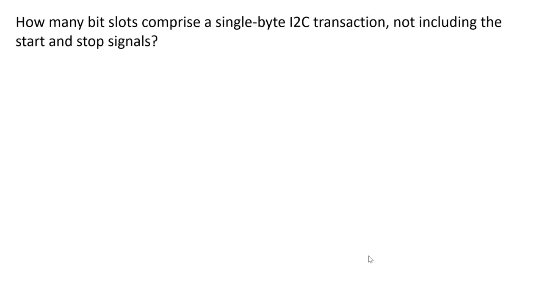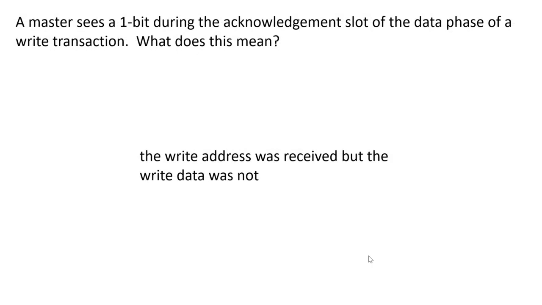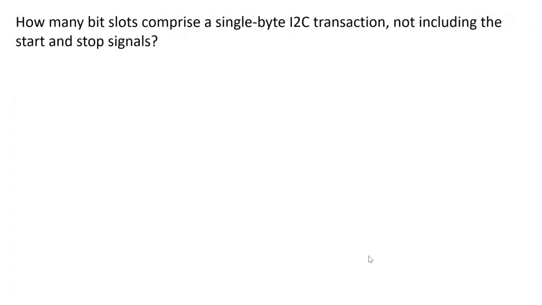How many bit slots comprise, and again, this depends on the peripheral. I think different peripherals might handle this differently, so this is also a little unclear. How many bit slots comprise a single byte I2C transaction, not including the start and stop signals? Well, remember, it's 9 and 9, so 18. You have 8 and 8, and then two acknowledge bits: 16 data bits, 2 acknowledge bits.